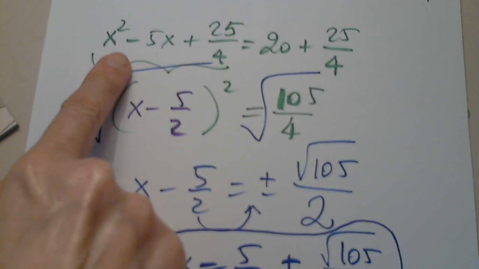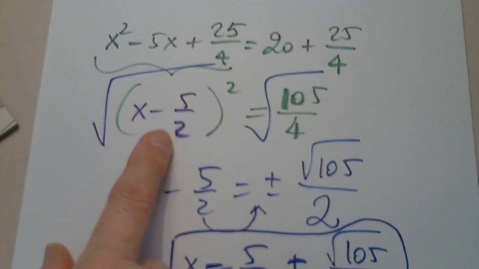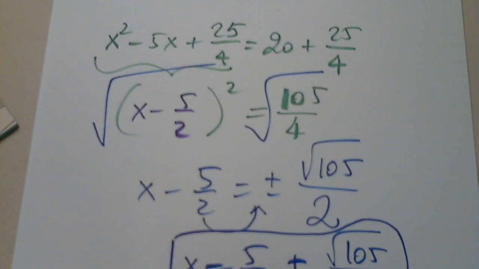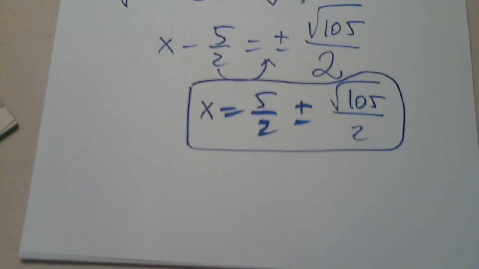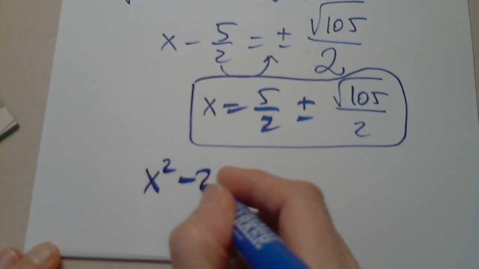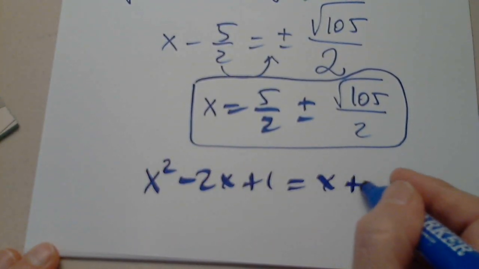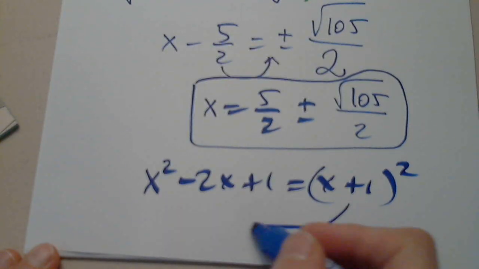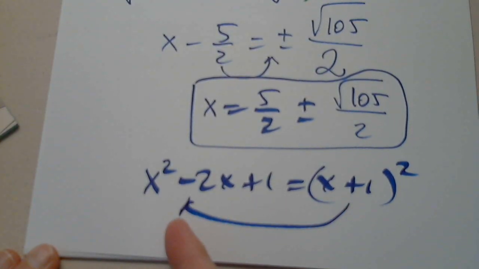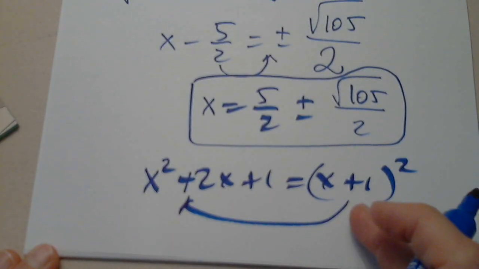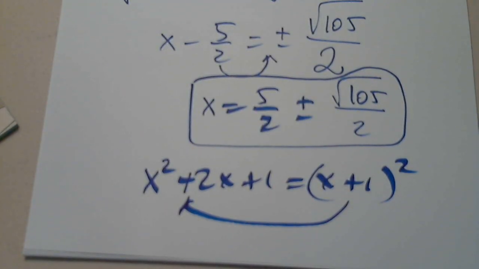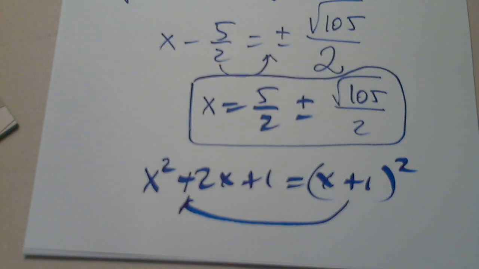If the middle term is negative, the binomial has to have negative. I was confusing myself. That's okay. But you understand that, for example, if I have x squared minus 2x plus 1, I cannot write x plus 1 squared because the middle term will not be negative. Right. So if this is positive, then this is positive. If this is negative, then this must be negative for them to equal each other. Alright, thank you.